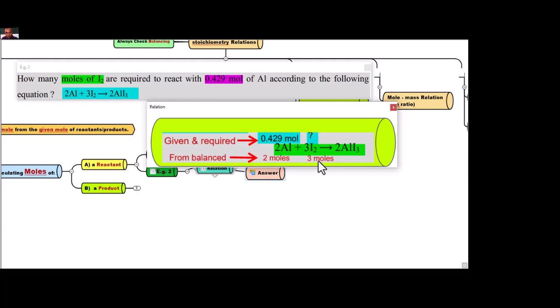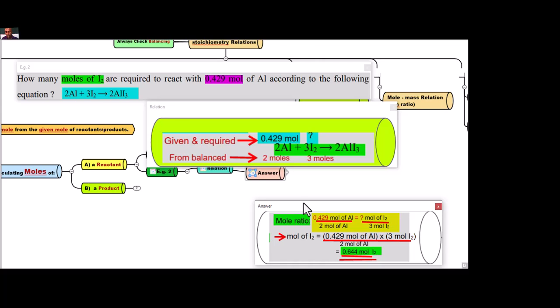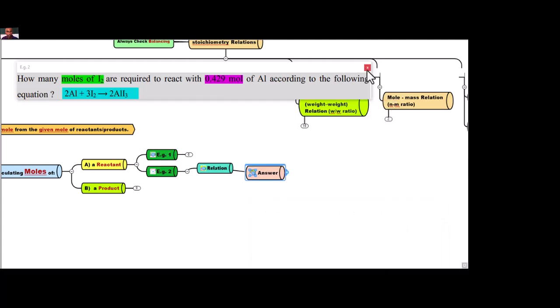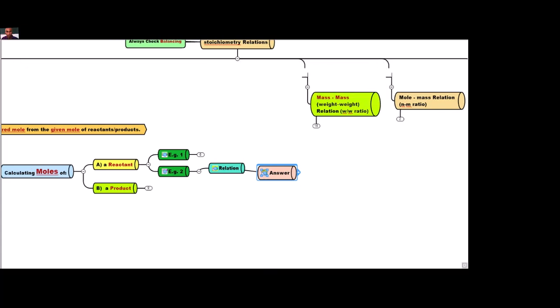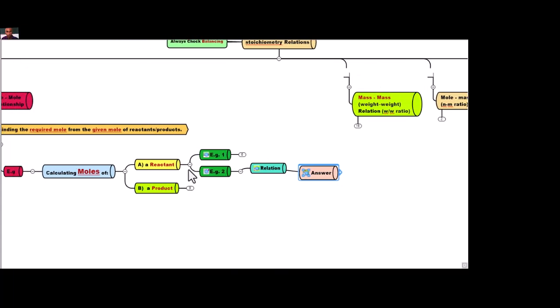If 3 mole of iodine is required to react with 2 mole of aluminum from the balanced chemical reaction, then how many moles of iodine will react with the given amount? So the answer will be this one. Finally, after rearranging or using the ratio, the answer is 0.644 mole of iodine is required to react with 0.429 mole of aluminum. This is the mole relation, calculating the moles of the reactants from the given mole.